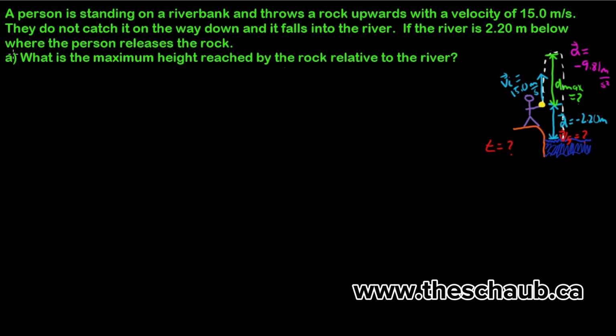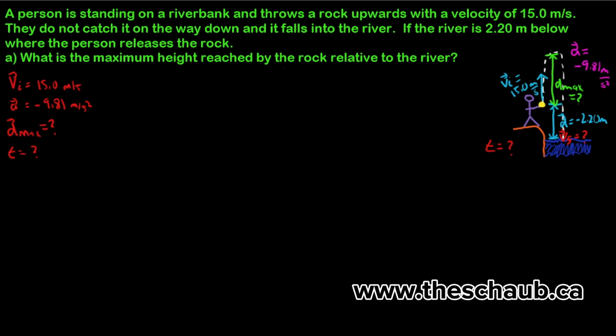We start with what we know we have. We have a VI upwards at 15 meters per second. We know we have acceleration due to gravity equal to negative 9.81 meters per second squared because it's downwards. We're looking for our displacement max in part A, which is this displacement upwards, so we can add it to the displacement from the river. We don't know the time that it takes to get upwards.